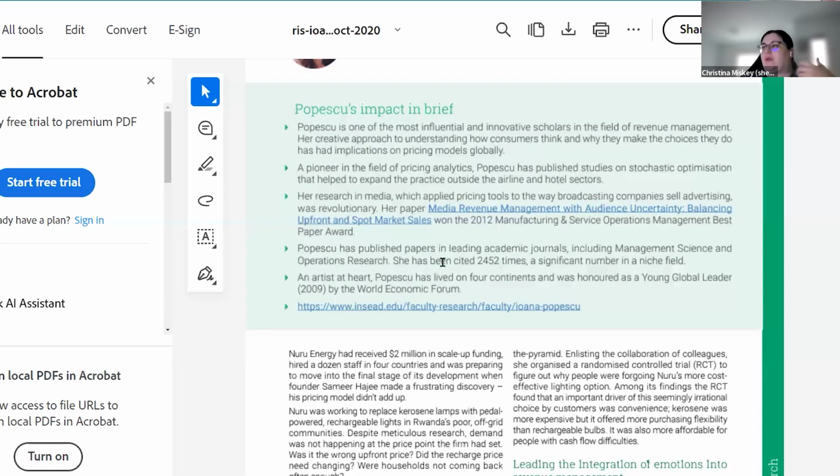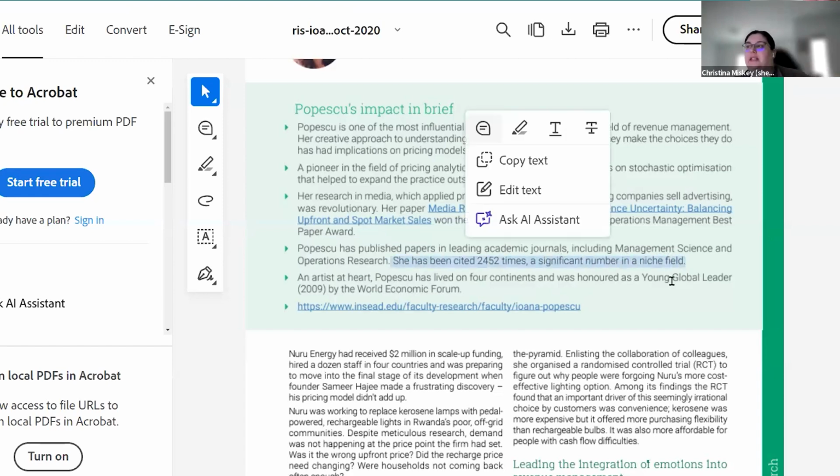But some other highlights that are really important include Popescu has published papers in leading academic journals, including Management Science and Operations Research. She's been cited 2,452 times, which is a significant number in a niche field. So this sentence I want to particularly point out because it's not just providing a number of citations, it's also saying she's in a niche field, and this number of citations in particular is important because that's really high for that field.